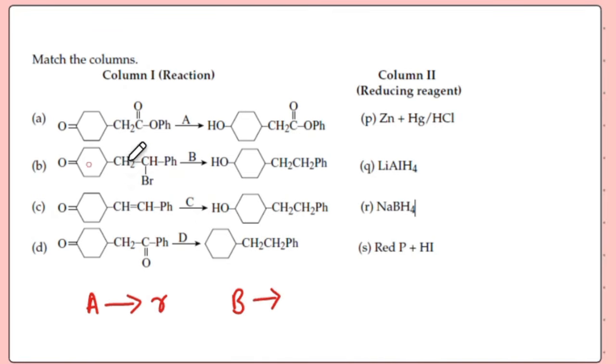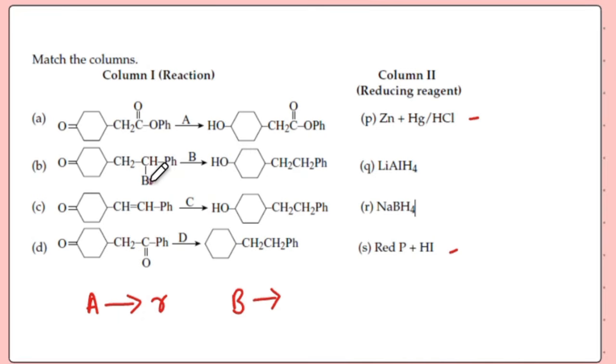You see that the ketone is reduced to alcohol. That means it could be either sodium borohydride or lithium aluminum hydride, but not zinc amalgam in HCl and red phosphorus in hydrogen iodide, because these are very strong reducing reagents. They will completely remove the oxygens. Okay, you have to remember that.